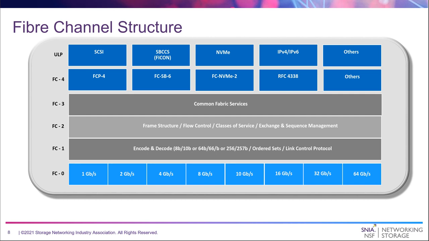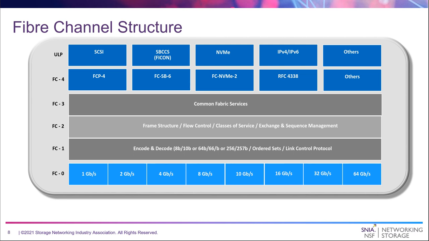At the FC1 layer, we have encode decode, right? This started off as the 8B10B encode decode. By the way, if you go back and look at the Ethernet standards, Ethernet at the gigabit layers also started off with the 8B10B encode decode, and now 64/66, and moving forward, we're going up to the option of 256/257 bit encode decode. So data integrity and link control protocol, this is the layer that gets handled at. So think of it that way.